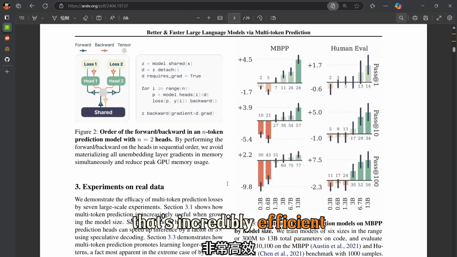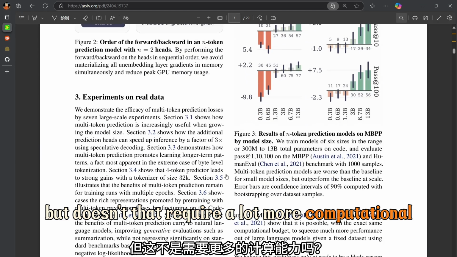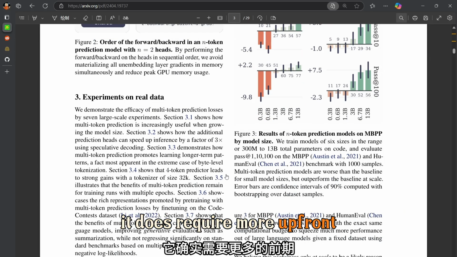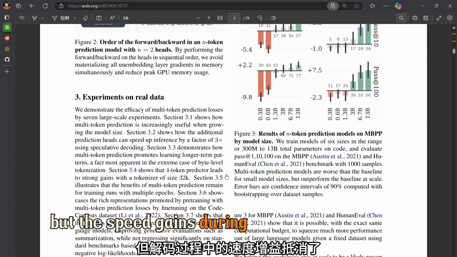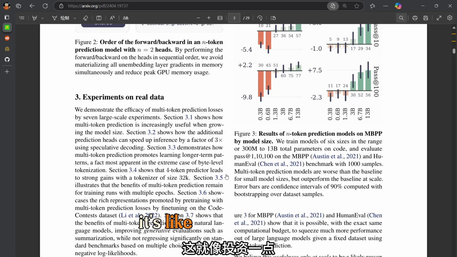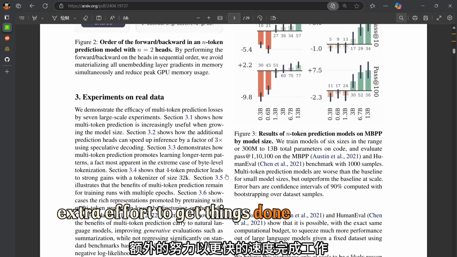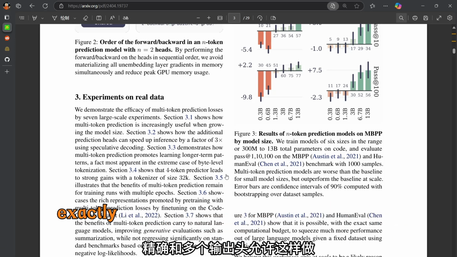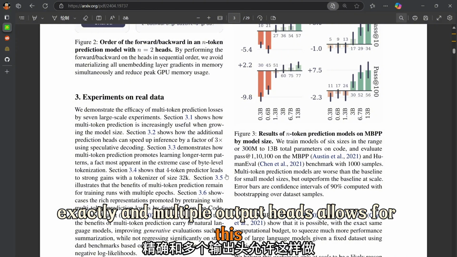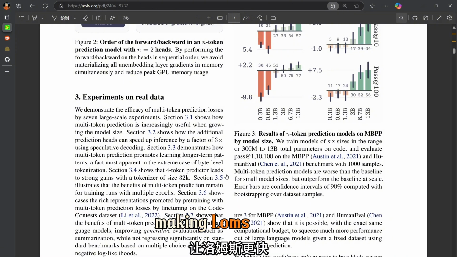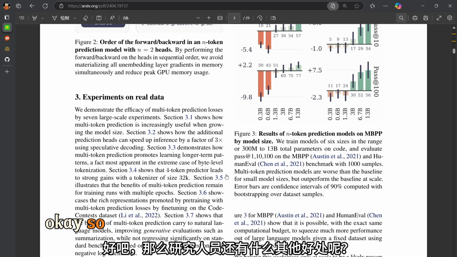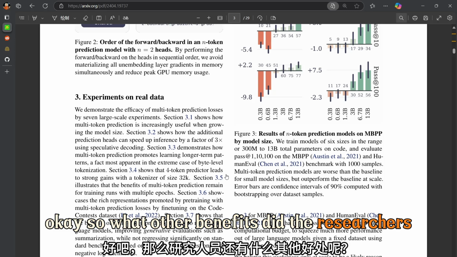That's incredibly efficient. But doesn't that require a lot more computational power? It does require more upfront, but the speed gains during decoding offset that. It's like investing a little extra effort to get things done much quicker overall. Exactly. And multiple output heads allow for this self-speculative decoding, making LLMs faster. Okay, so what other benefits did the researchers find in the paper?